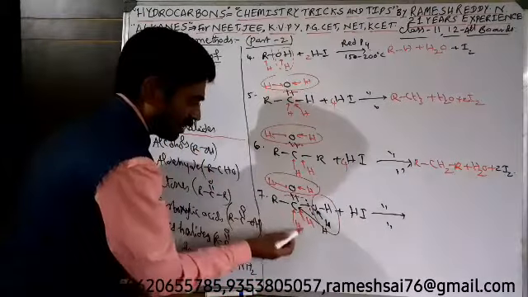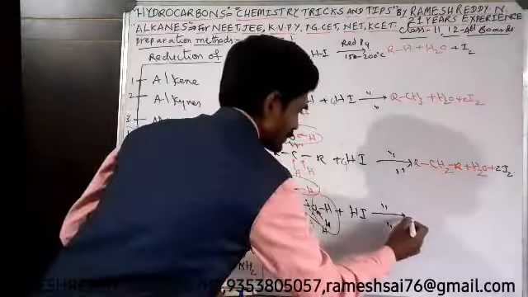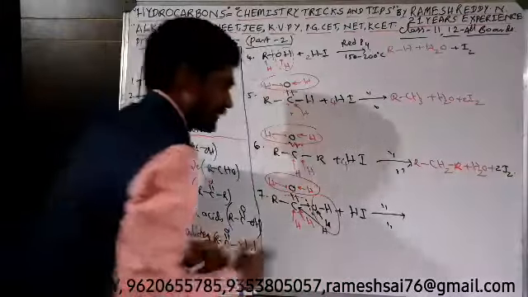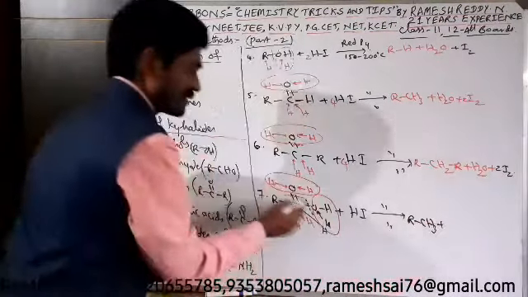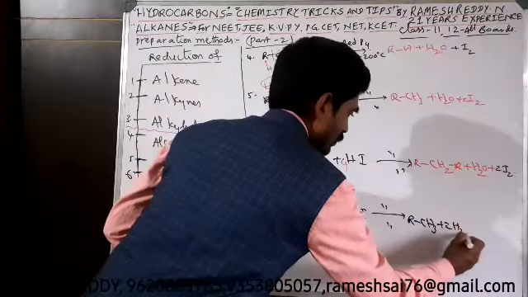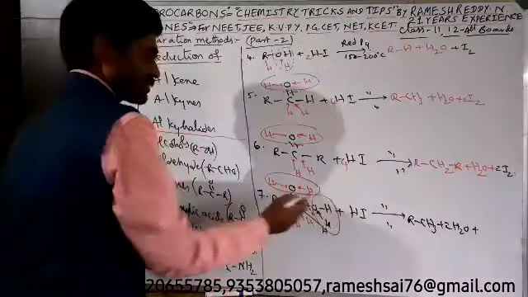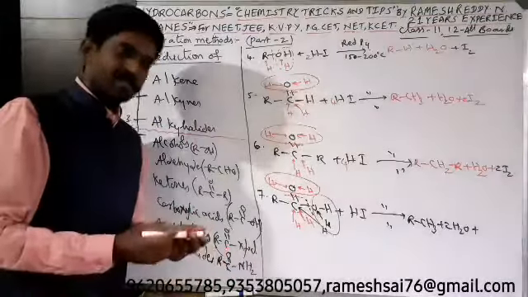Then you will get RCH3, an alkane. And this is 2 moles of H2O. Then totally, how many moles of hydrogen do we use here?